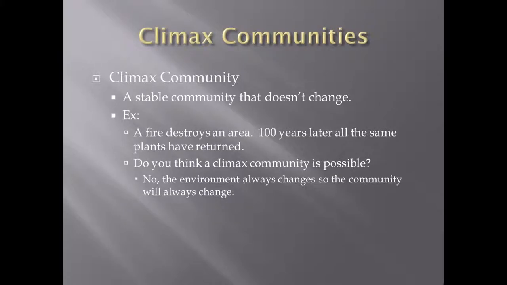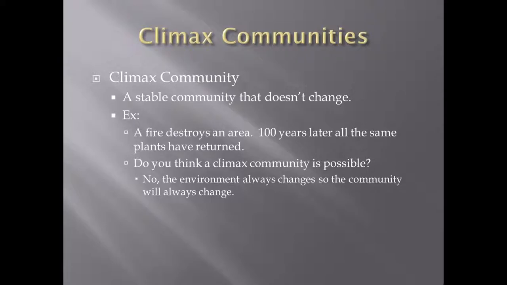A climax community is a stable community that does not change over time. So, say a fire destroys an area. 100 years later, pretty much the exact same community will have returned. So all the same animals that were there before the fire will return in about 100 years. That's a good example of a climax community.